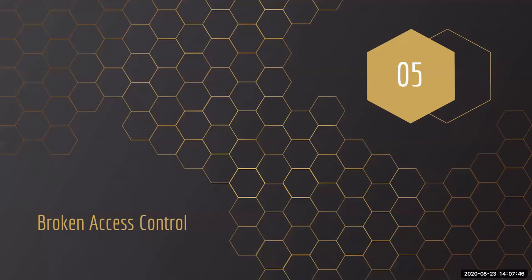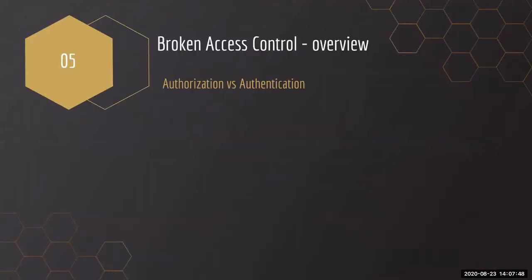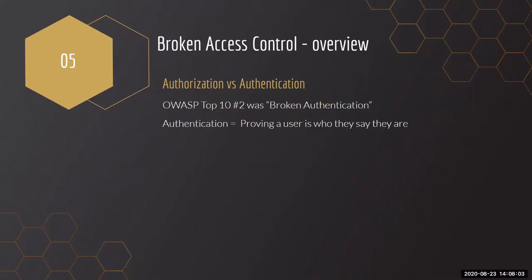Number 5, broken access control. In order to understand broken access control, it's best to understand the difference between authorization and authentication first. So OWASP top 10 number 2 that we talked about was broken authentication. Authentication was just proving a user is who they say they are, such as username and password or a driver's license.